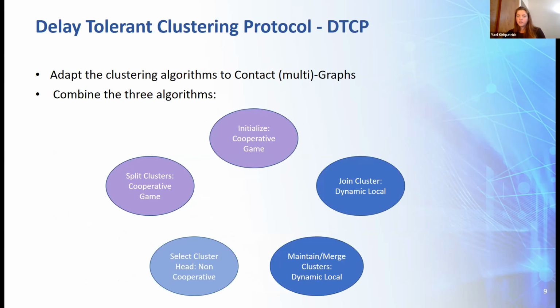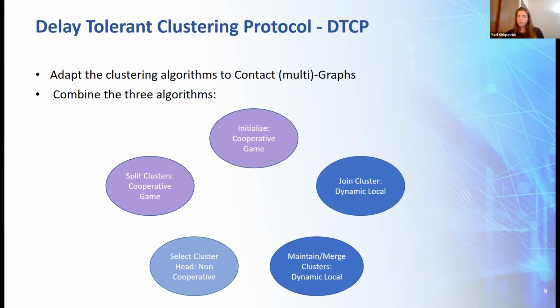So now we can combine all 3 of these approaches to make a delay tolerant clustering protocol. When we initialize the clusters, we can do it back on Earth while we're computing these contact plans, and we have all this global information of the network. Then we can use our cooperative game theory approach to find the best cluster heads and the best clusters to divide up the network.